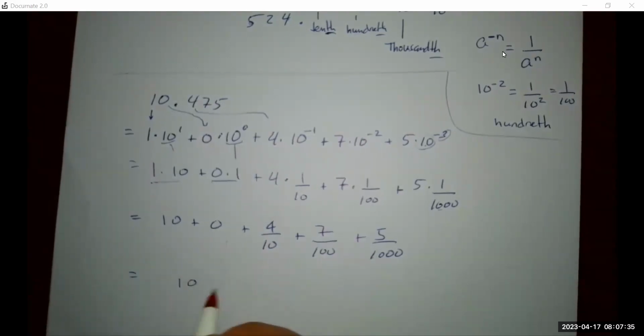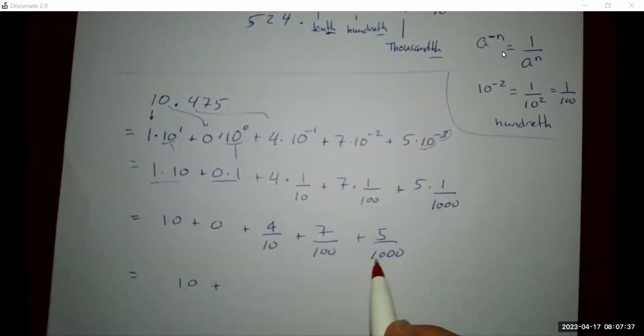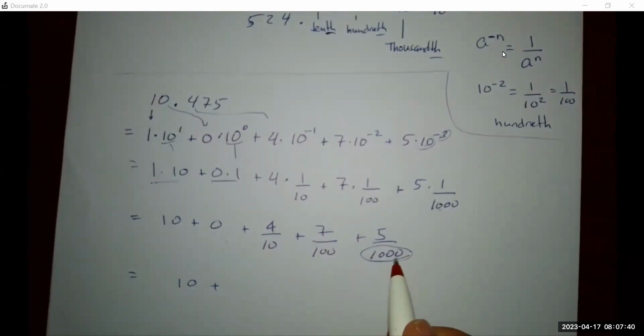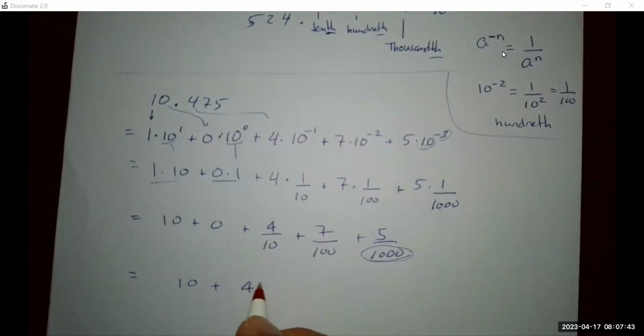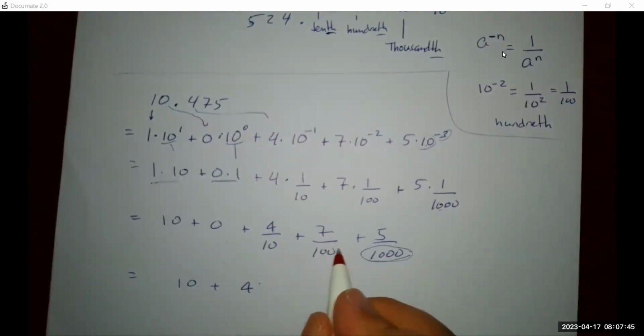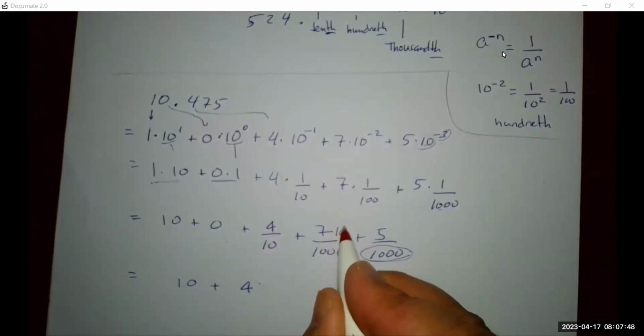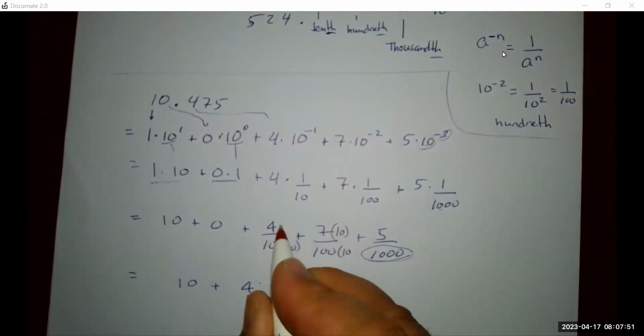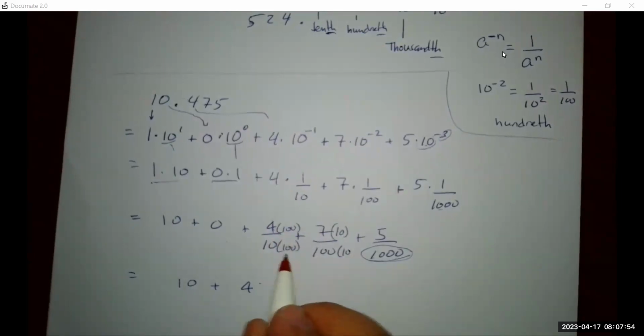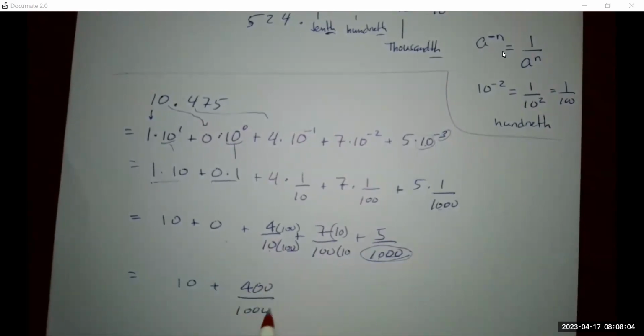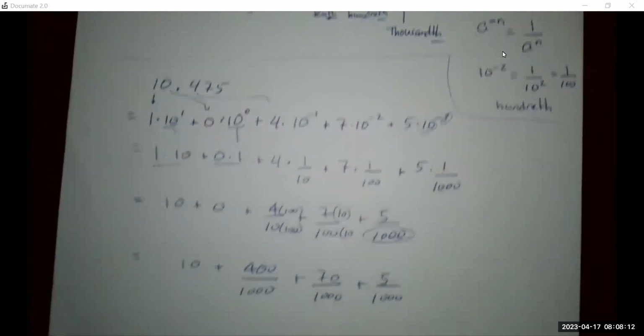Ten plus 0 is 10. Since the biggest denominator is 1,000, we have to add more zeros. So we multiply this one by 100 and this one by 10. Why 100? Because it has 1 zero, we need 2 more. So there's the 2 zeros. So it's 400 over 1,000, 70 over 1,000, 5 over 1,000.